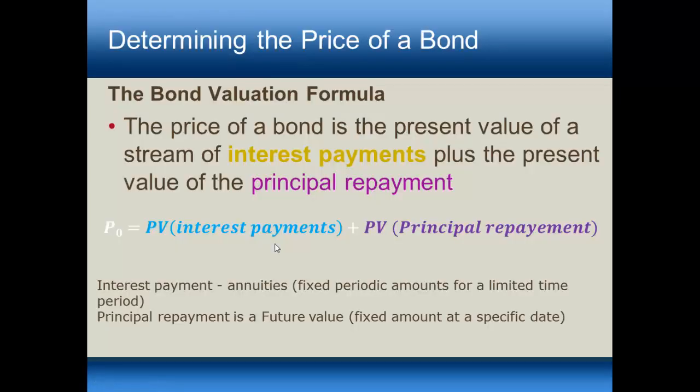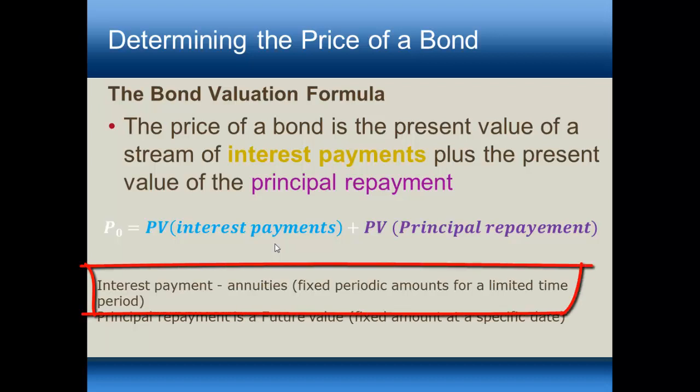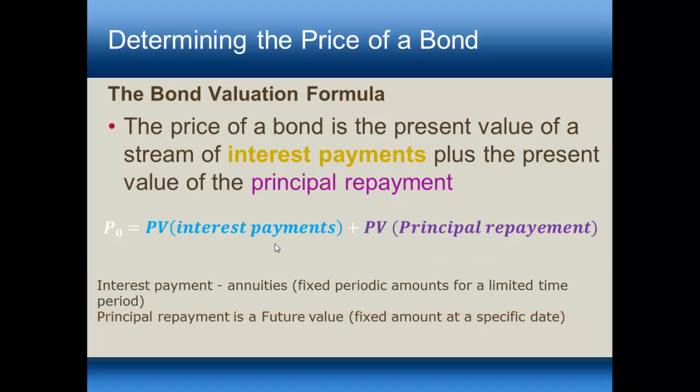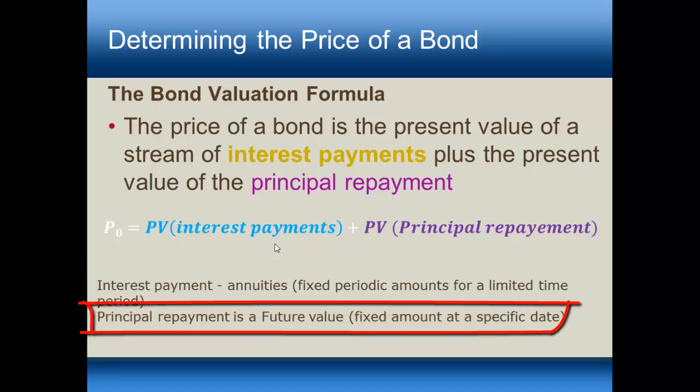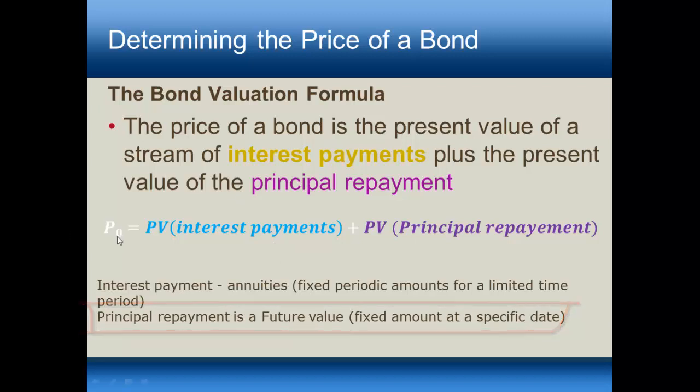For bonds, two elements in bonds. We know what the interest payment is. Remember what we said: with bonds, the interest payment is fixed and it's contractual. The principal is repaid at the end in a balloon payment. So what we want to figure out for the value of our bond is the present value of the interest plus the present value of the repayment at the end.